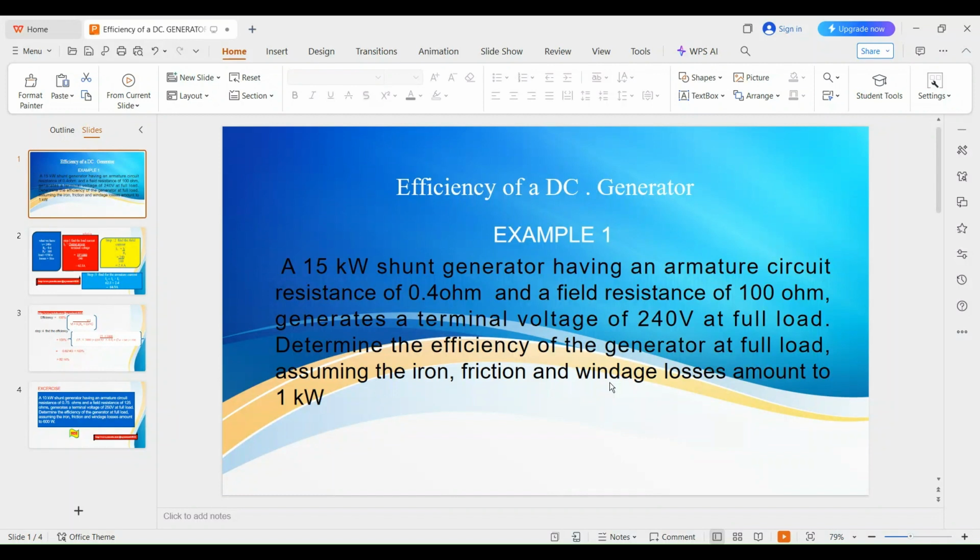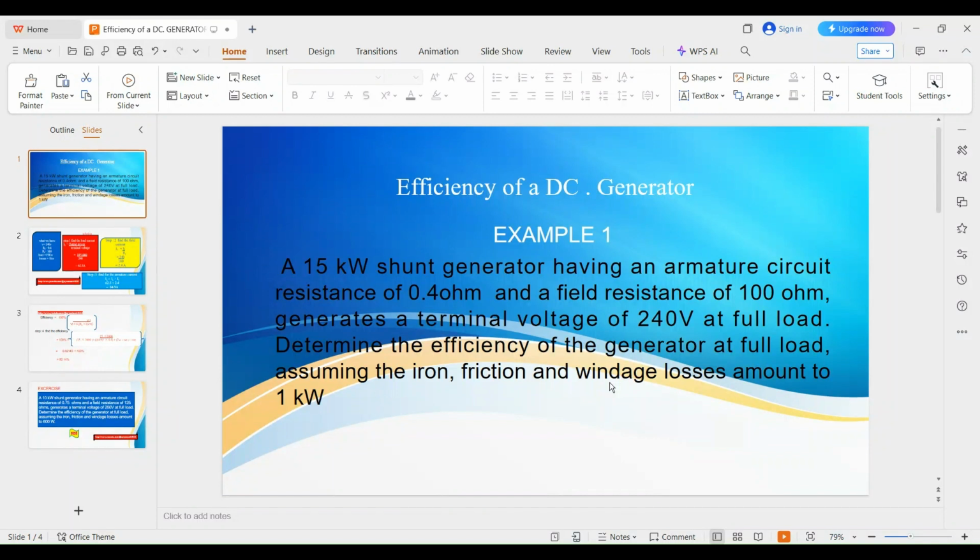We have managed to look at various parts in this topic. One, we looked at the efficiency, we looked at the EMF of a DC generator. We looked at the types of DC generator. We also looked at calculations involving various types of DC generators, like the short shunt wound generator and the series wound generator, and now we are looking at the efficiency of a DC generator.